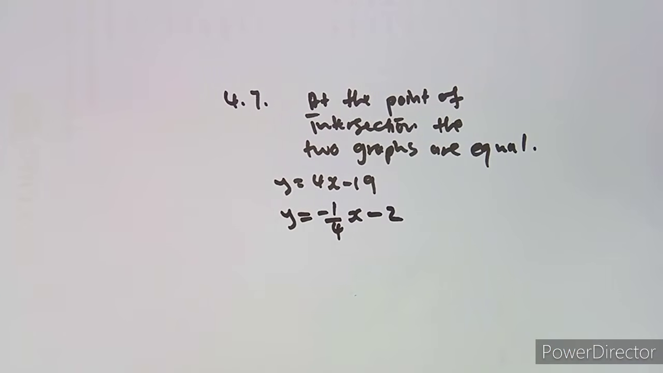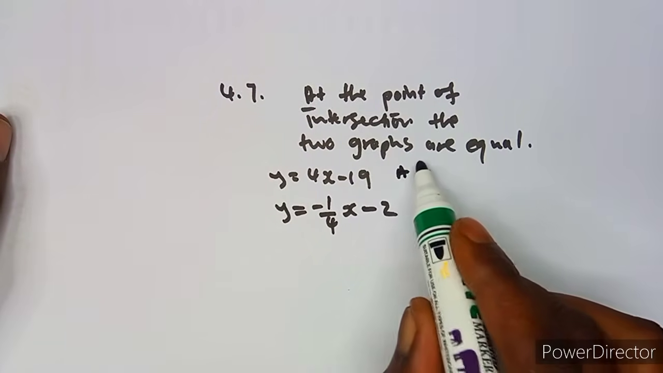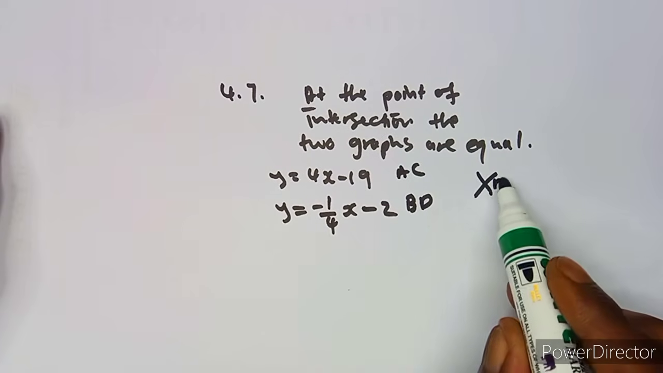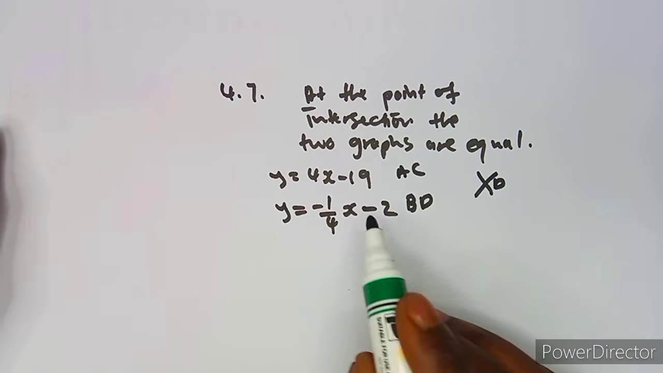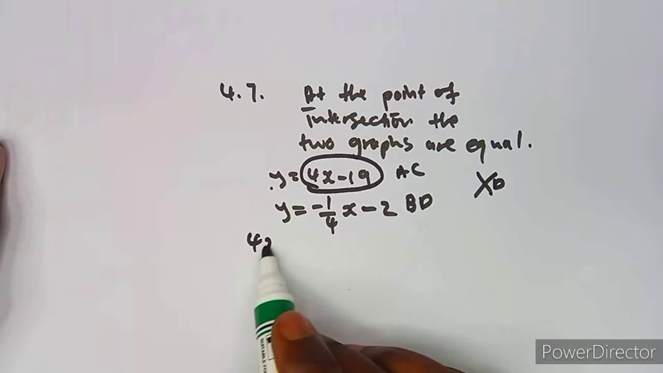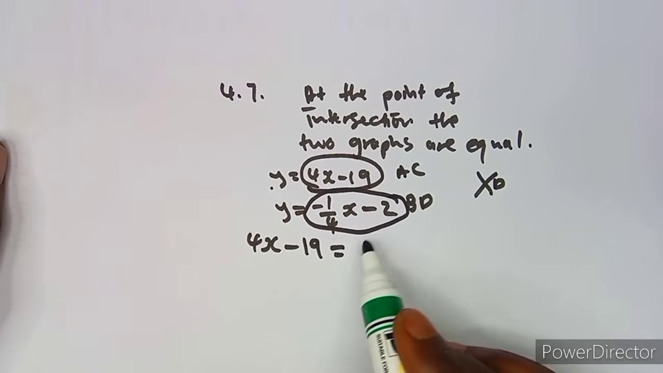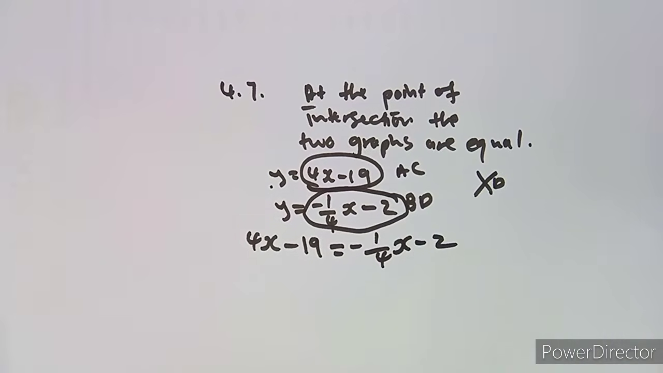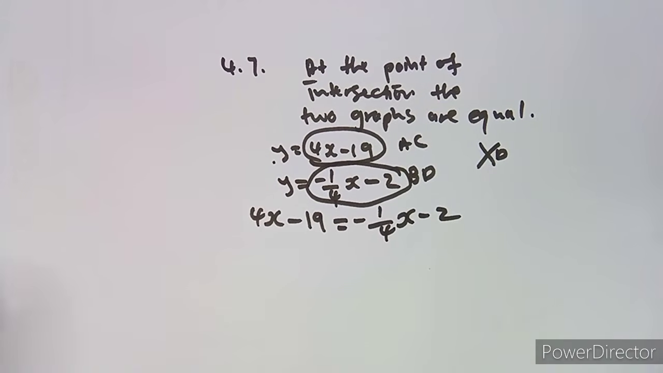So I'm saying that to find the point of intersection, these are the two lines that we have, the line AC and the line BD. These are the ones which are intersecting at what? At point D. So you solve these equations because at the point of intersection, these two are equal. So it means this is y, this is y, so these two are equal. 4x minus 19 is equal to minus 1 over 4x minus 2. So you have formulated an equation where you can solve for x.